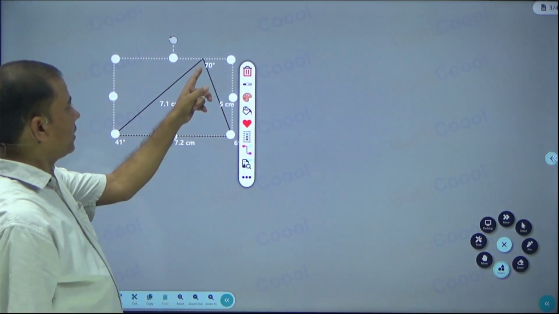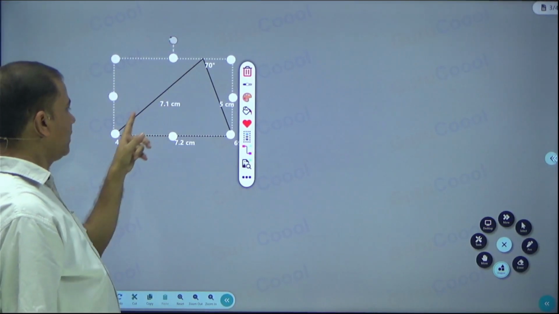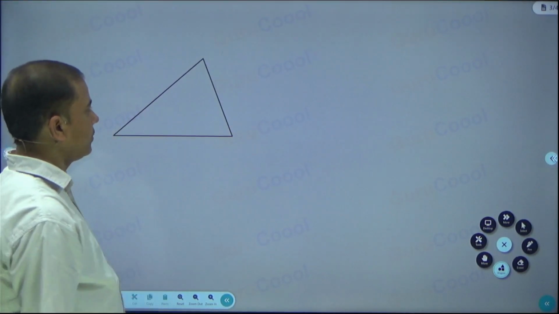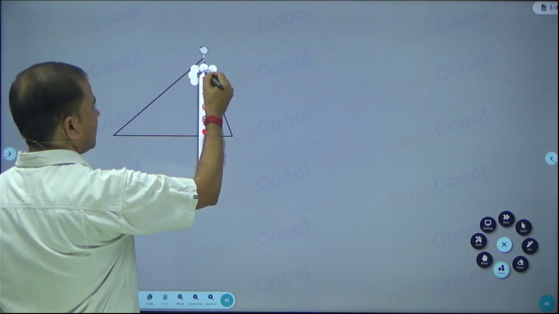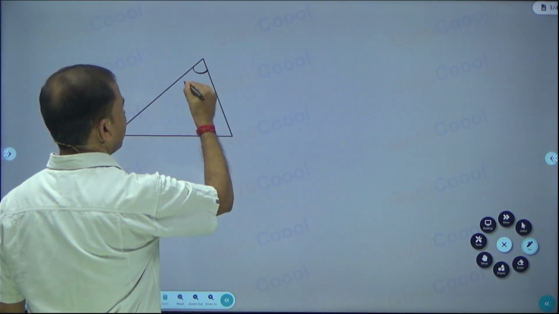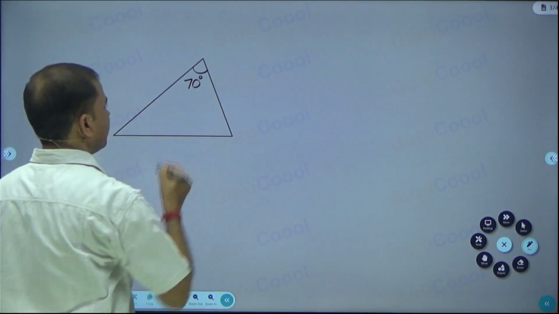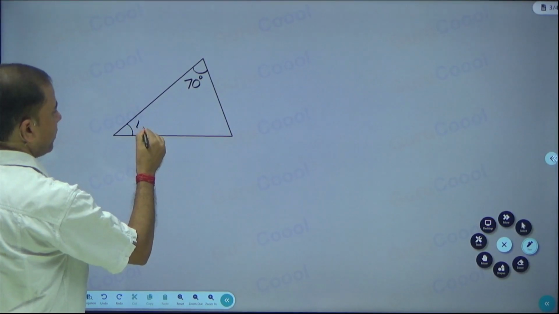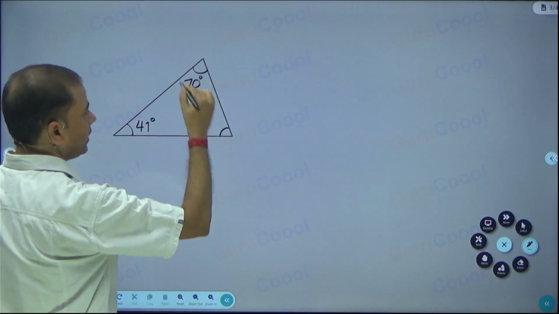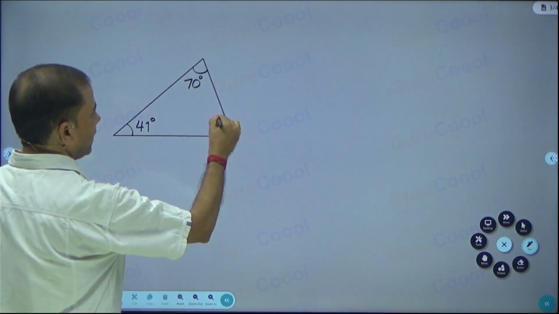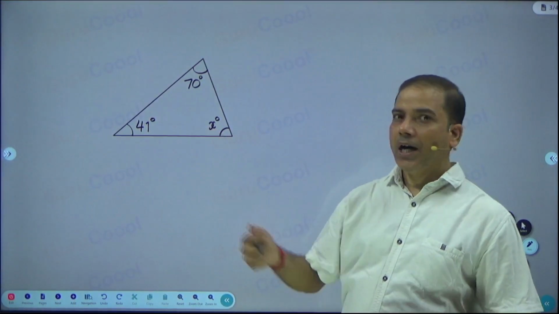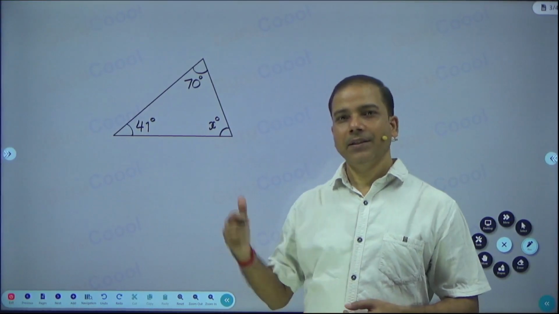As we can see, this is 70 degrees, this is 41 degrees, and this angle is, let's say, missing, and we don't know. Let's say this is x degrees. Now we need to find the value of this unknown secret angle x.